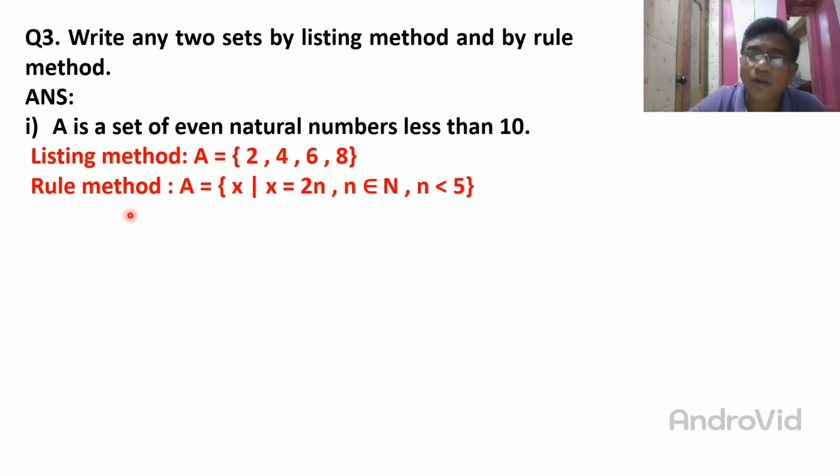But in the rule method, we write the name of the set first. That is A. Then equal to. Then we write curly brackets this way, this curly bracket and this curly bracket. After the curly bracket, what do you write? x such that x. This thing is common in each and every example of the rule method, my students. If you don't understand, I will go back and explain again. So see the rule method: A is equal to set of. Set of can be shown by this curly bracket and this curly bracket completed. Its meaning is set of. Then what is common? x such that x, that is common.